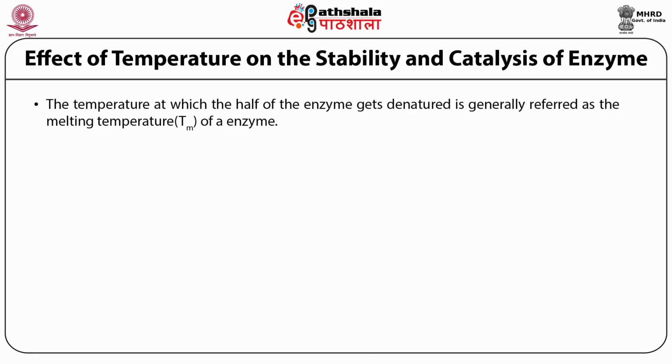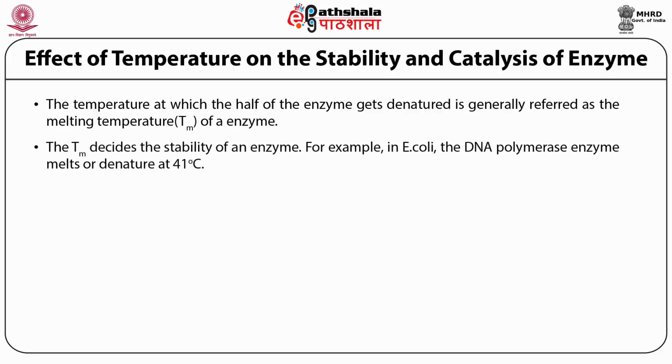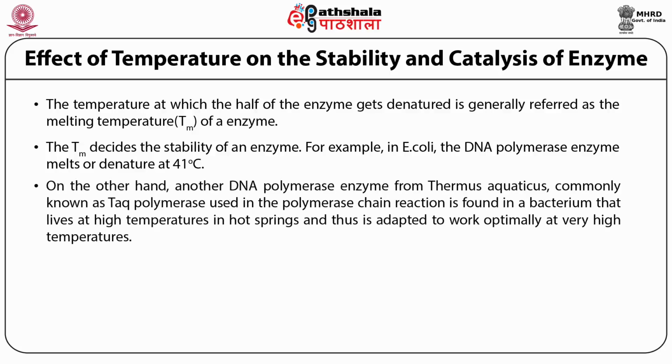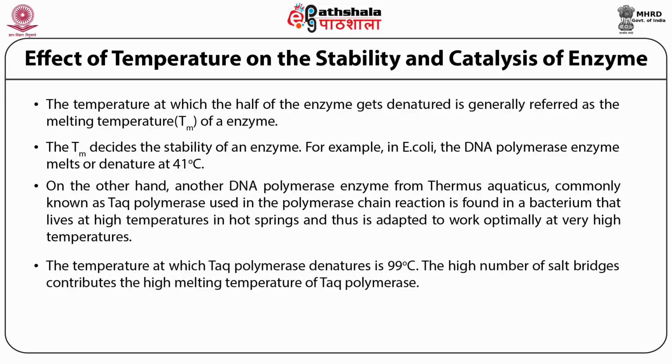The temperature at which half of the enzyme gets denatured is generally referred to as melting temperature or Tm. The Tm decides the stability of the enzyme. For example, E. coli DNA polymerase denatures at around 50 degrees centigrade. On the other hand, the DNA polymerase of Thermus aquaticus, known as Taq polymerase, can perform reaction at 72 degrees centigrade. The temperature at which the Taq polymerase denatures is 99 degrees.